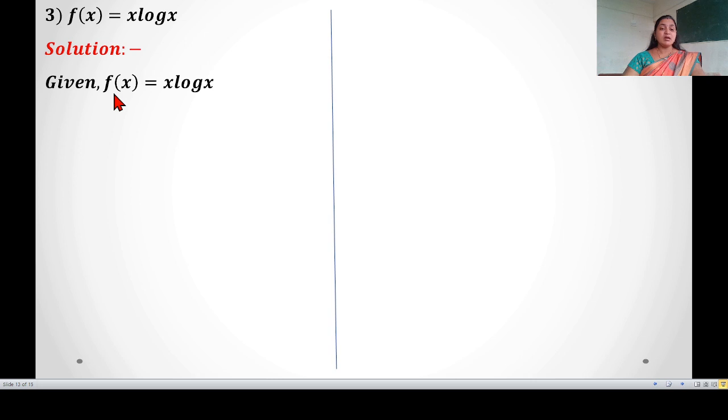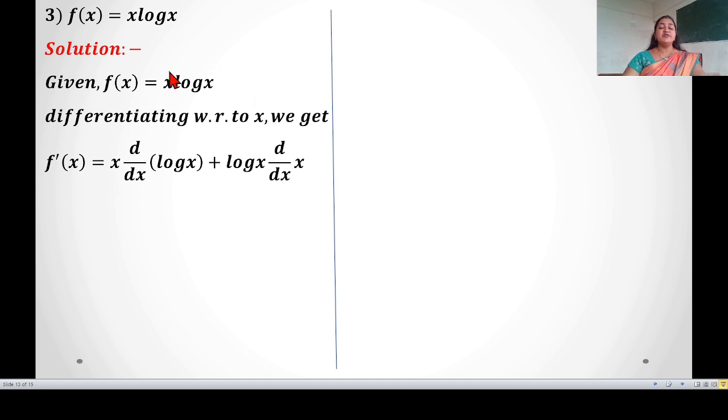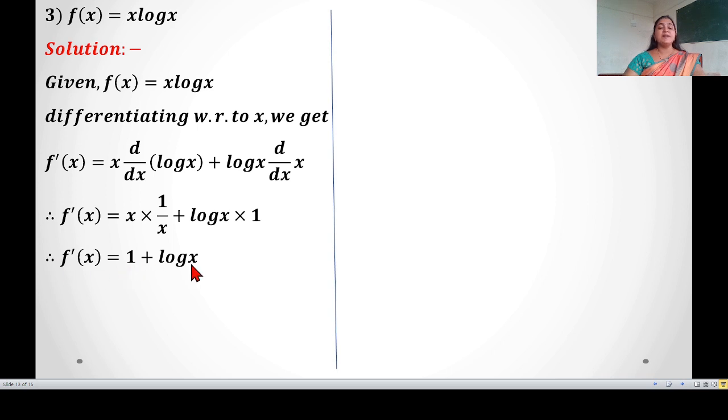Given f of x is equal to x log of x. Now differentiate with respect to x by using the u multiply v rule. So f dash of x is equal to x times the derivative of log of x with respect to x, plus log of x as it is times the derivative of x with respect to x. We know that the derivative of log of x is 1 upon x and the derivative of x is 1. So f dash of x is equal to x multiply 1 by x plus log of x multiply 1. So f dash of x is equal to 1 plus log of x.